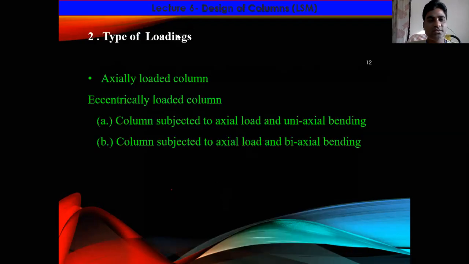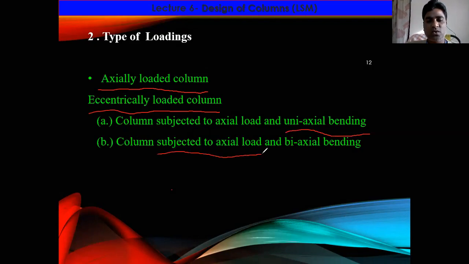Next, coming to the loading: axially loaded column and eccentrically loaded column. There are two types, right? Again, in axially loaded column, there are two types: column subjected to axial load and uniaxial bending, and column subjected to axial load and biaxial bending.